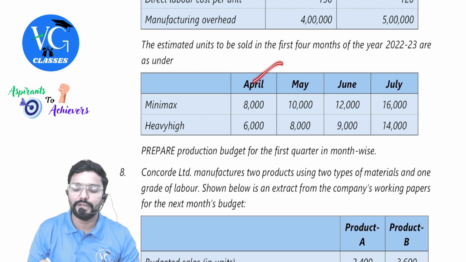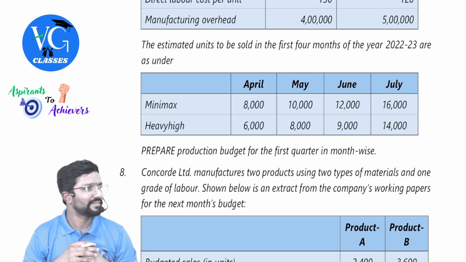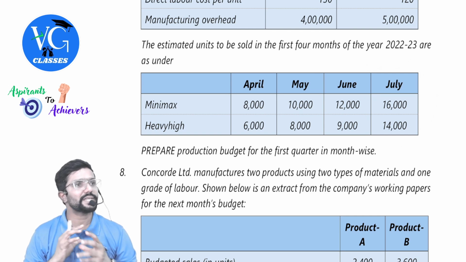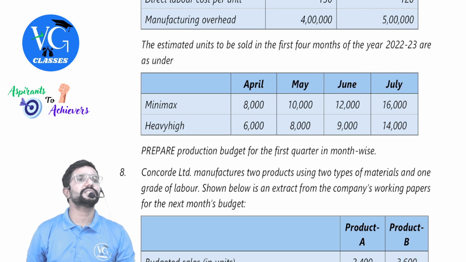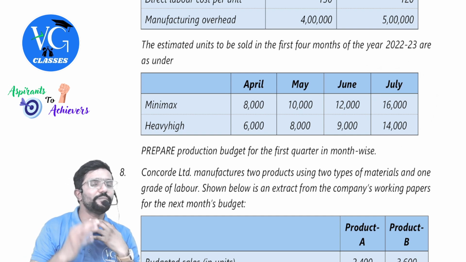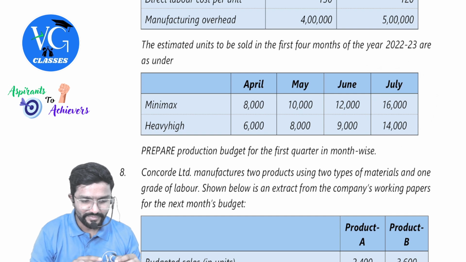First quarter means April, May, June. Why have they given July data? Maybe to calculate closing stock for June. Production pattern they have not given; closing stock they have given. Sir, what about opening stock? Hey, Rohit, closing stock of this quarter will be the opening stock of next quarter. Correct? Yes, sir.